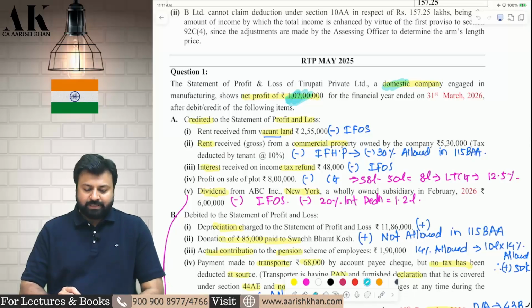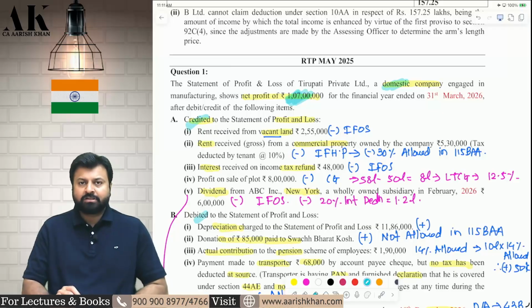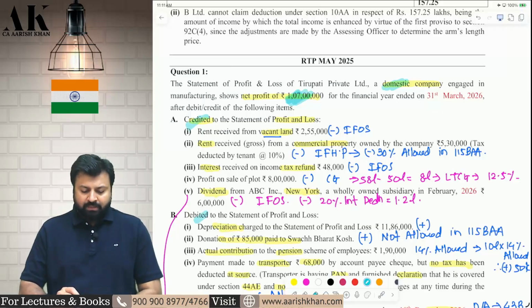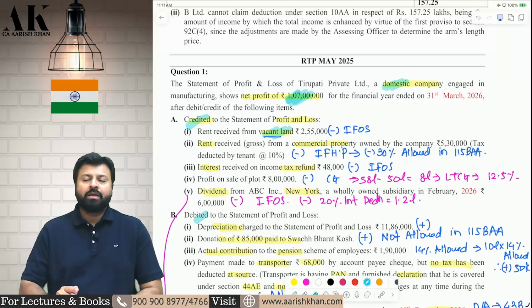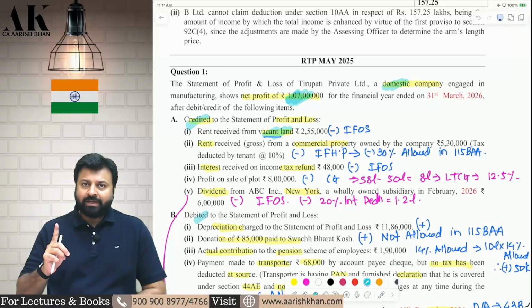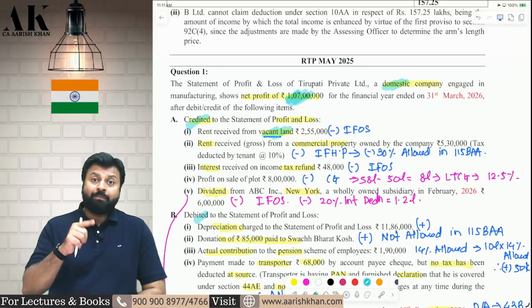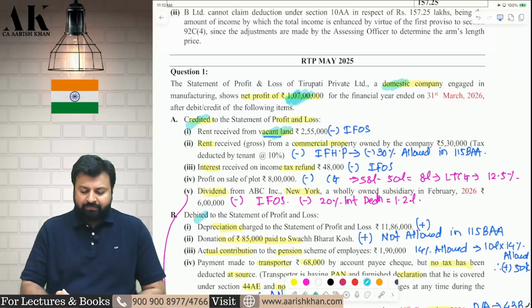The very first thing given over here is the credit to the PNL, and then they have given the debit to the PNL. Let's talk about the credit to the PNL first. The first item credited is rent received from vacant land. Always remember, when you receive any rent from a vacant land, that goes under IFOS, it is not income from house property. If you want to classify an income as income from house property, there has to be a building or land appurtenant to the building. A vacant land will go under income from other sources. Therefore, reduce from here and show under income from other sources. I hope it is clear to all of you.